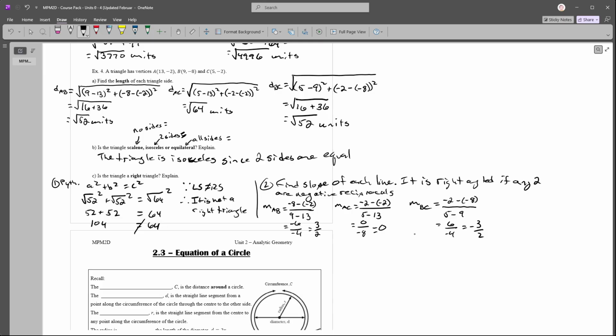Now you're going to look at that. Oh, that's very similar, but it needs to be a negative reciprocal. Those are just negatives of each other. So since we have no lines with negative reciprocal slopes, it is not a right triangle. Since no slopes are negative reciprocals, it is not right angled. It is not a right triangle.